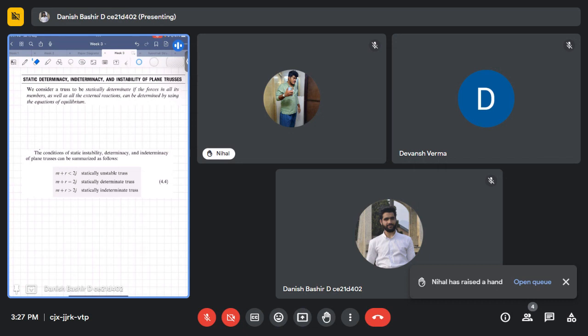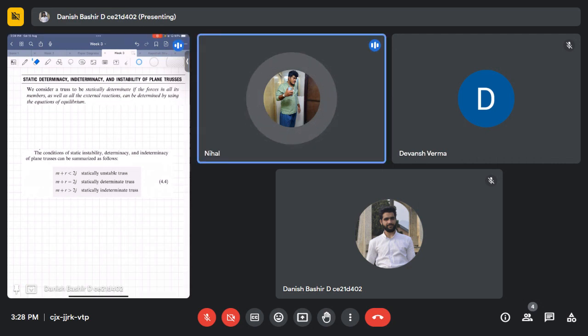The conditions of static instability, determinacy, and indeterminacy of a plane truss can be summarized as follows: M plus R less than 2J, M plus R equal to 2J, M plus R greater than 2J. Okay, so these are the conditions where R is the number of reactions to be calculated.